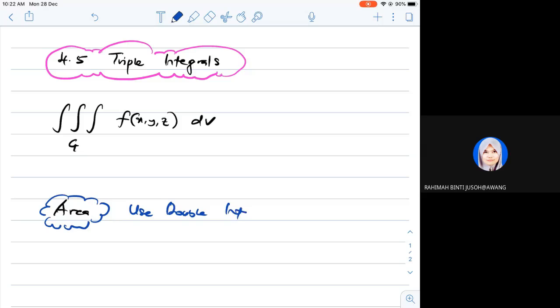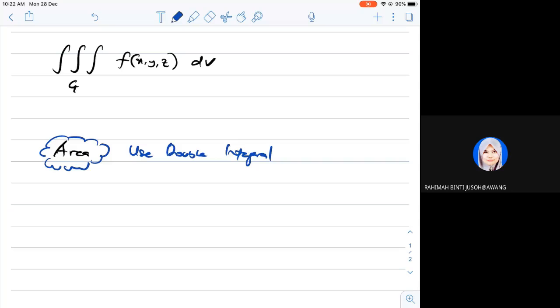Use double integration or double integral, where we have a formula like this: double integration towards region R, and then we have dA. That's the formula for calculating area using double integration, where R is the region in D, which means on the XY plane.